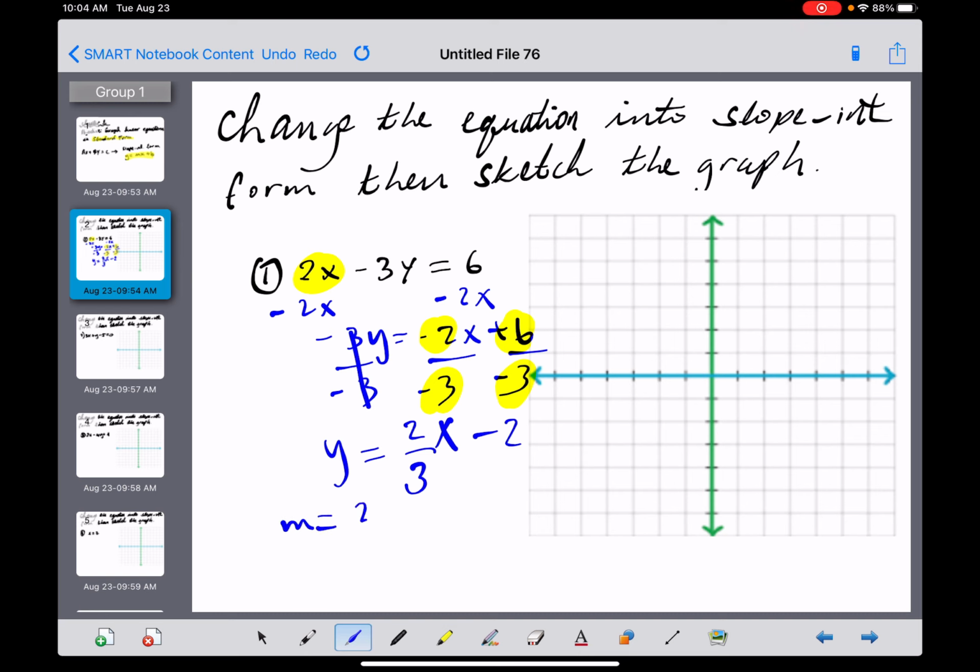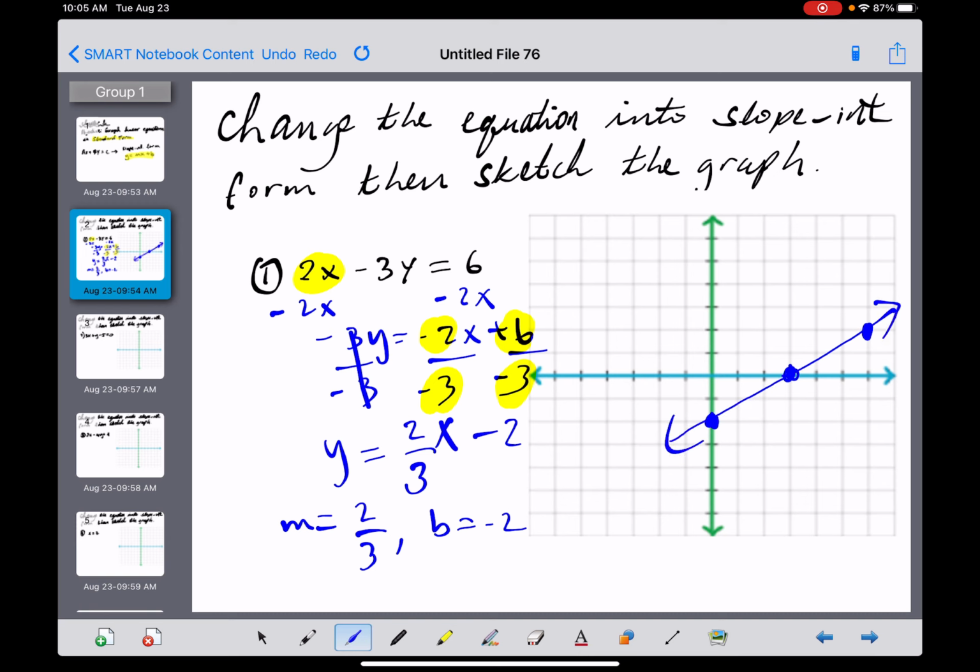So m is 2/3 and b is negative 2. So negative 2 goes here. We always graph the y-intercept first. And then the slope is positive, so that means we rise up and run to the right. We go up 2, run to the right 3. That's the next dot. Up 2, run to the right 3. That's the second dot. But we don't want those steps in our graph. It's not part of our graph. So I'm going to take this away and connect the dots, and we are done.